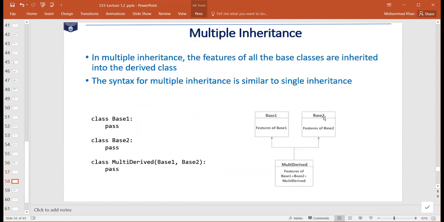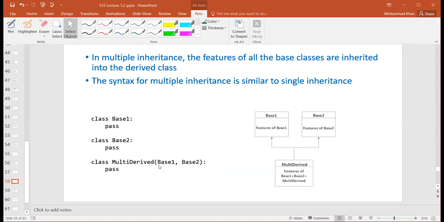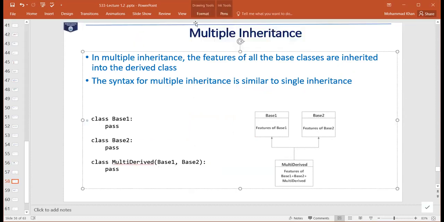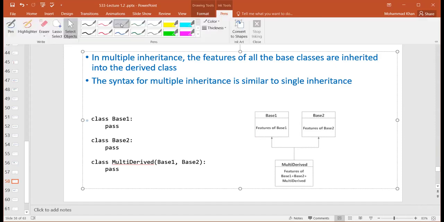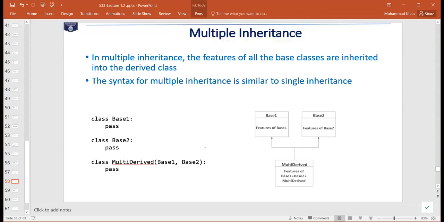To declare multiple inheritance, it's simple. We just use the parameter list type initialization. So this is a derived class, and it is deriving from base 1 and base 2. It can even use more classes. They will be just comma separated. That's all.